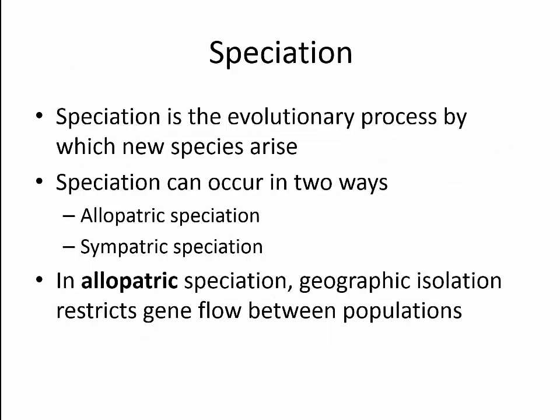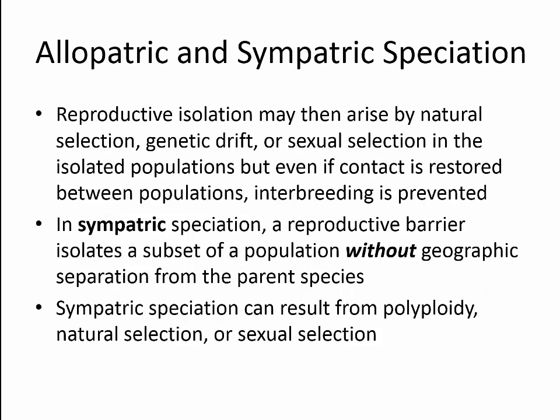Speciation. What is that? Speciation is the evolutionary process by which new species arise. Speciation can occur in two ways: allopatric speciation or sympatric speciation. In allopatric speciation, geographic isolation restricts gene flow between populations. Reproductive isolation may then arise by natural selection, genetic drift, or sexual selection in the isolated populations. But even if contact is restored between populations, interbreeding is prevented.